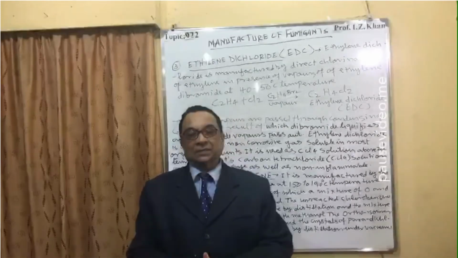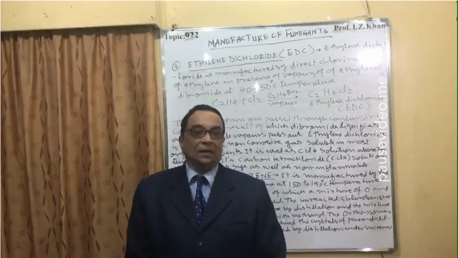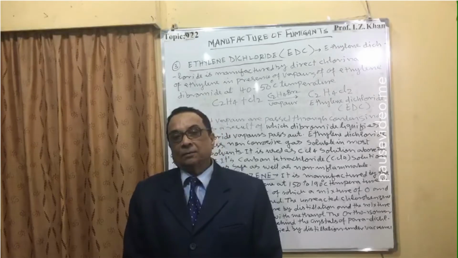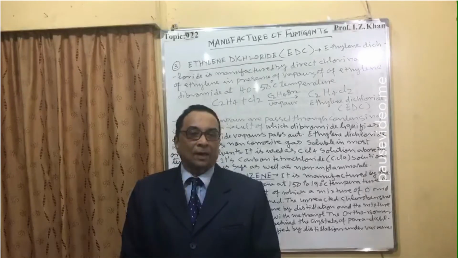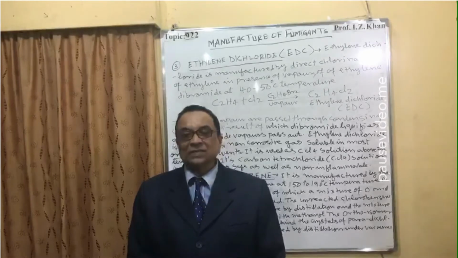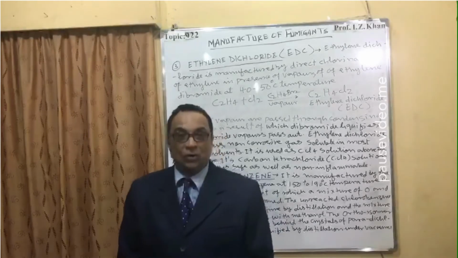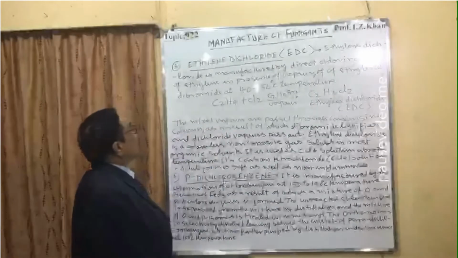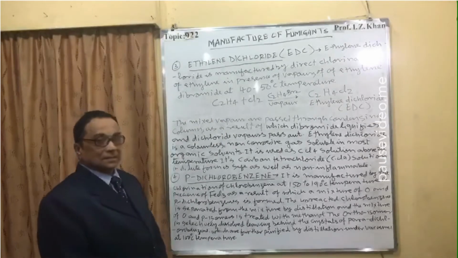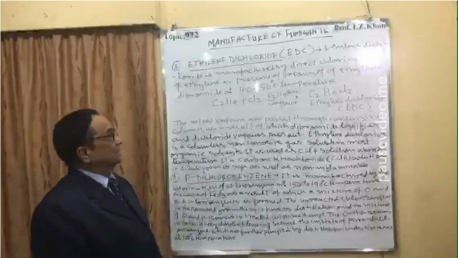So next, number 3 is the manufacture of ethylene chloride. Previously I discussed the bromo derivative, and here I am going to discuss the manufacture of a chloro derivative. So number 3, ethylene dichloride, whose short form is EDC.